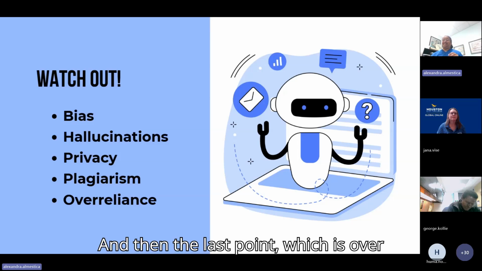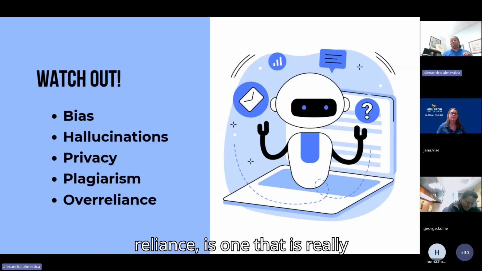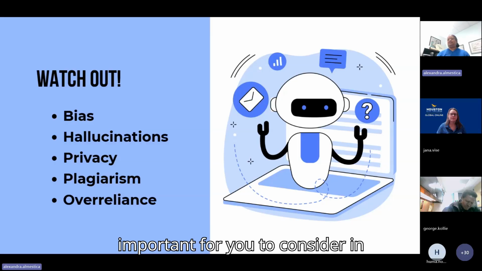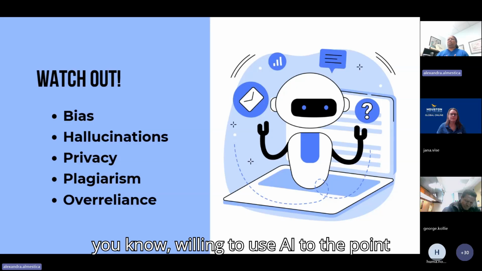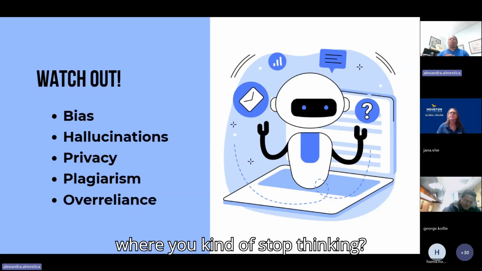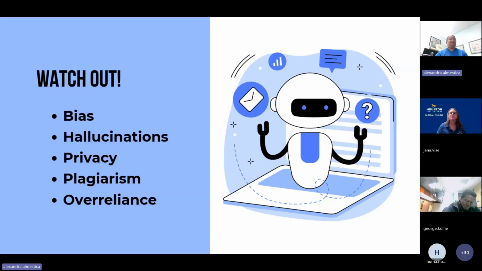Okay. And then the last point, which is over-reliance, is one that is really important for you to consider in terms of how much you are willing to use AI to the point where you kind of stop thinking.